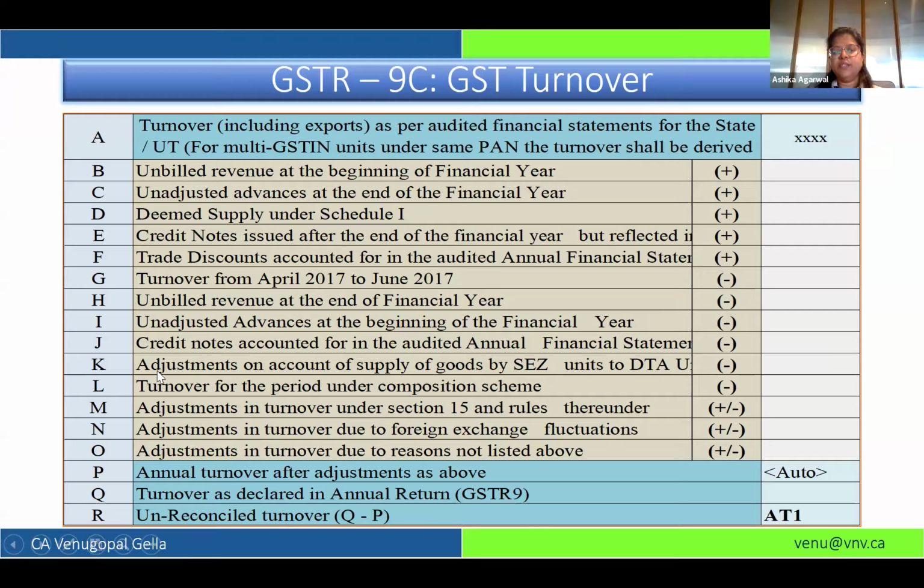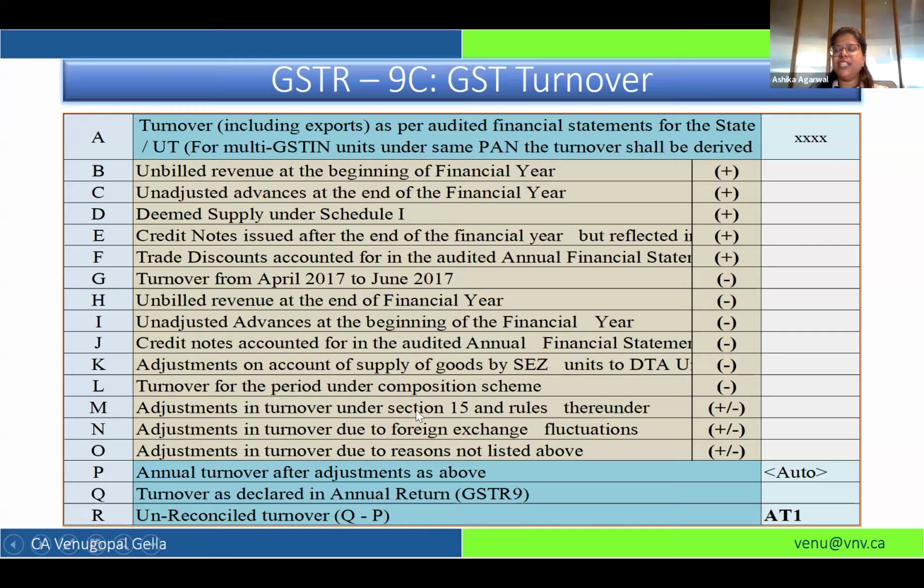Then your adjustment on account of supply of goods by an SEZ unit to DTA. Now, supply to SEZ is an export, but supply from SEZ to DTA is not considered as export or import. So over here it is considered as import by the domestic tariff unit. So if you are an SEZ unit, then you have to report over here. If not an SEZ unit, it will not come. 5K is not reportable. 5L, if anybody was in composition and converted into regular, then 5L will come.